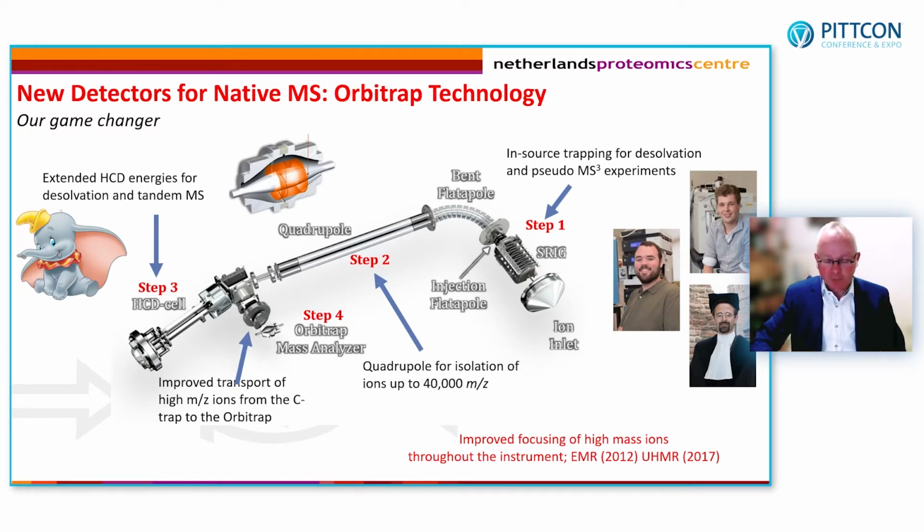Now, I will not go into detail about the modifications, but they were all centered around changing the voltages, the RF fields, also changing the quadrupole. And with that, we could really get the transmission of high mass ions much better.